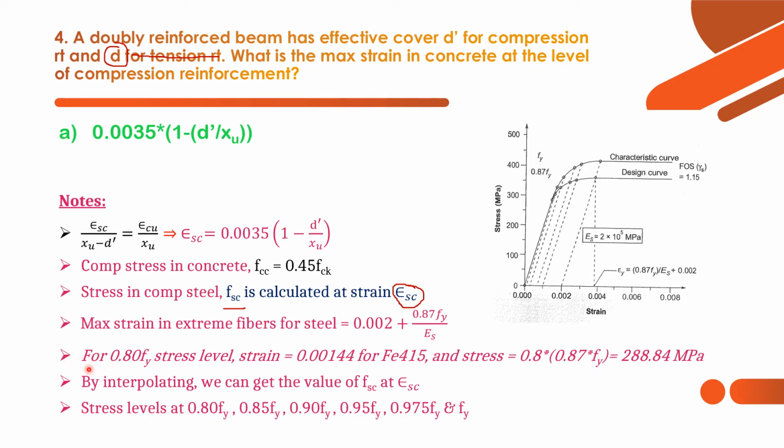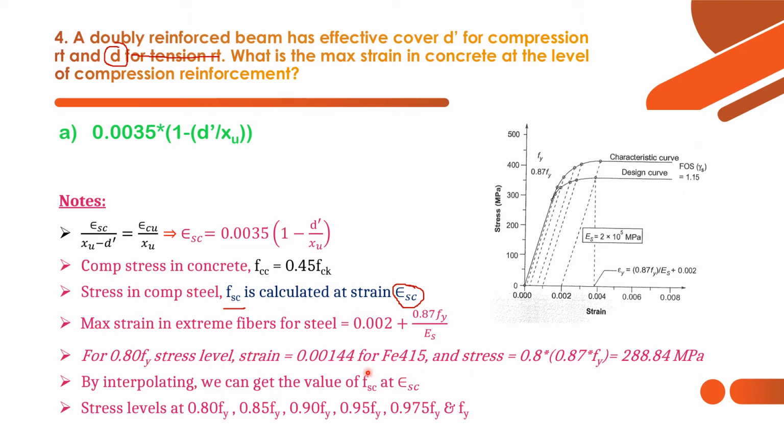For example, we can see 0.8 fy now. For the 0.8 fy stress level, strain is 0.00144. How? Just substitute 0.002 plus 0.87 into 0.8 into fy divided by Es. Are you getting it? We know fy as 415, Es is 2 into 10 power 5. On substituting all the relevant details here, we get the strain value as 0.00144 for Fe415. It will vary for other grades of steel. For example, for Fe500, the strain will be different.